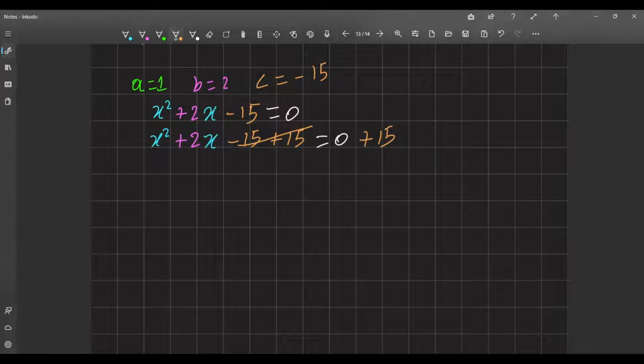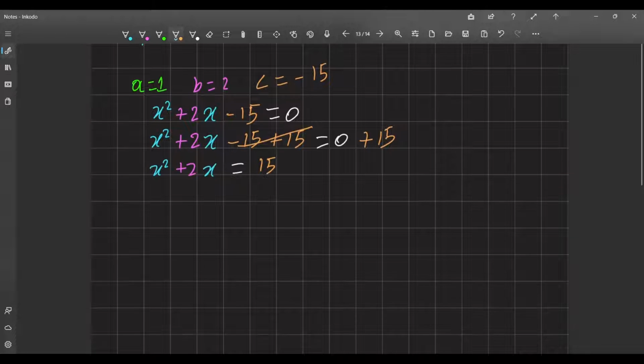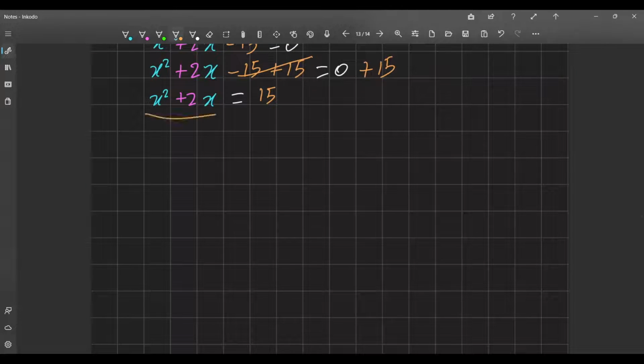Okay, this would cancel out this, and then the equation that we'll have would be x square plus 2x equals 15. Okay, here we have a quadratic equation in which we have just taken the c to the other side. Now let's go towards the geometrical representation of this equation.